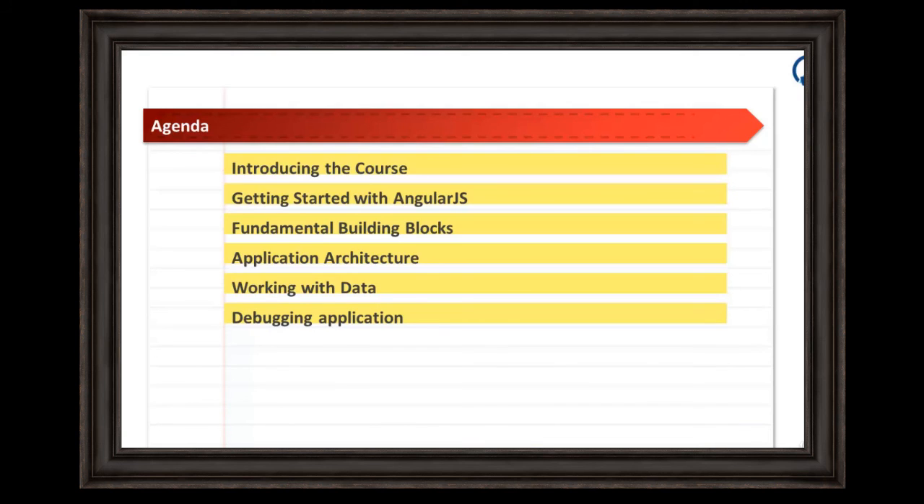Once we complete working with data, we'll see how to debug your application. This is again a very basic and very important point to learn in any JavaScript framework. If you have to rectify any issue in your application, then you must know this way of debugging, which actually resolves your application's issues in very little time.